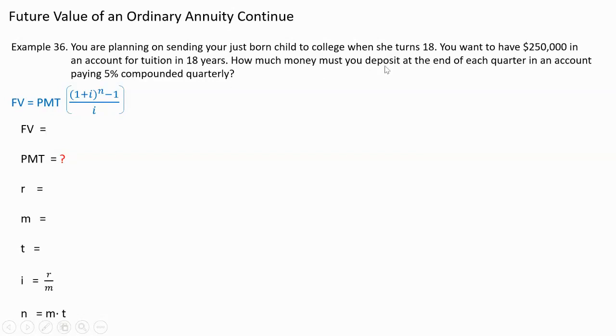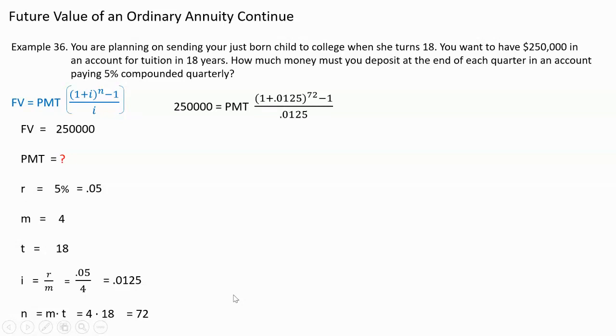So the future value, right? You want 250,000 in 18 years. The interest rate will be 5%, 0.05. Compounded quarterly, so the M will be 4. The time is 18. The I will be R divided by M. The 0.05 divided by 4 will give us 0.0125. And the N will be M times T, 4 times 18, which will give us 72. Let's put it into the formula.